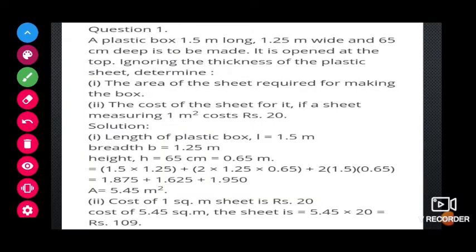Here, question number 1. A plastic box 1.5 meters long, 1.25 meters wide and 65 centimeters deep is to be made, open at the top. Ignoring the thickness of the plastic sheet, determine the area of the sheet required for making the box, and the cost of the sheet if the sheet measuring 1 meter square costs 20 rupees. Here what they are saying is that one side is not there, it seems, children.